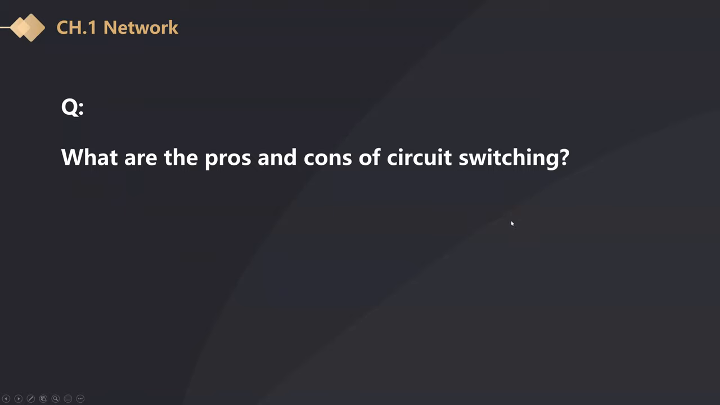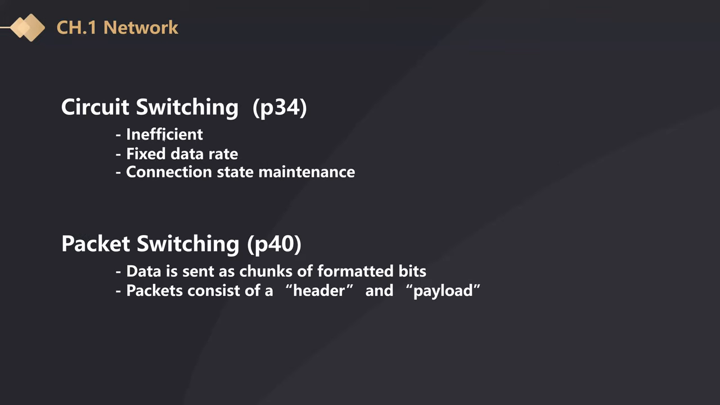Let's come to the first exercise. Pros and cons of circuit switching. The drawback of circuit switching, of course, will be the inefficiency because we are not sharing, even when we are not using our resource. But it should be more stable than packet switching, right? Because other people cannot use my resource.